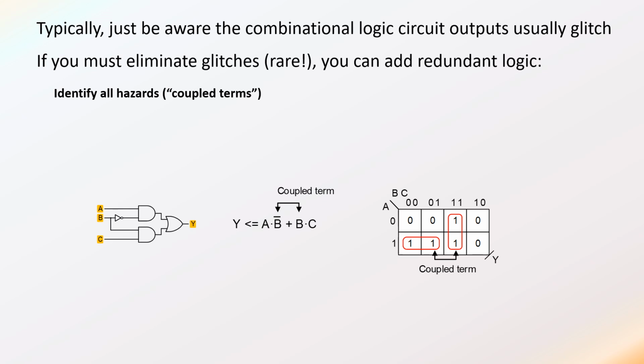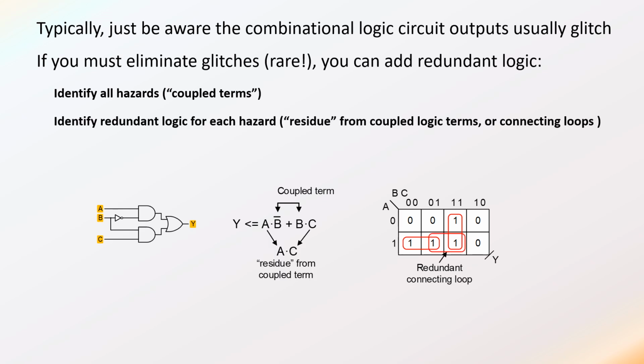The first thing you do is identify all the coupled terms. Here's our example circuit again, with the logic equation and the K-map, and I'm showing how you can identify the coupled term. You'd look for an input variable, a signal, that's inverted in one term but not inverted in another term, when those two terms can recombine to drive the output Y. You can see it as a coupled term in the logic equation, or as loops in a K-map with no joining loop.